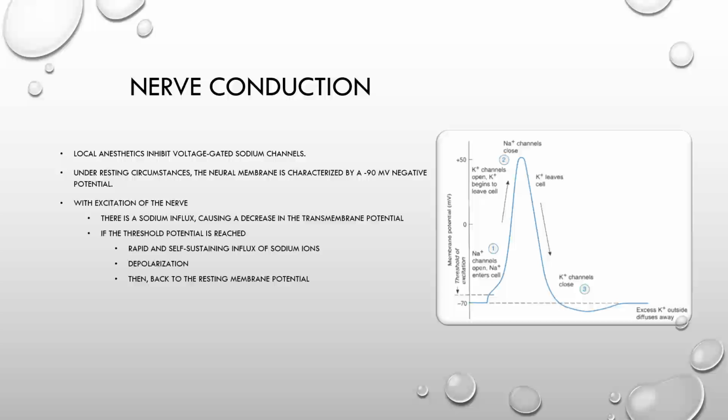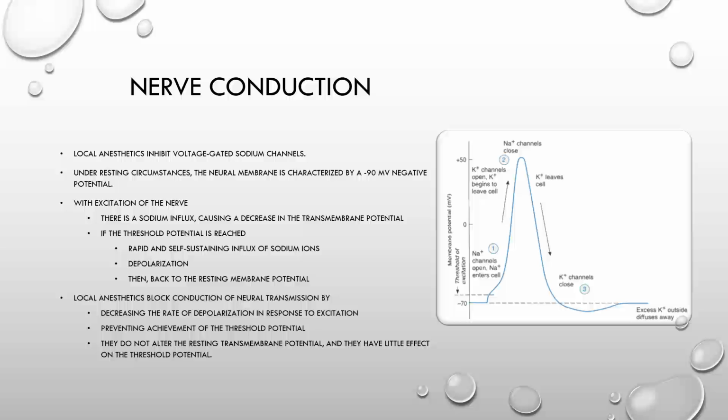With excitation of the nerve, there is an increase in the membrane permeability to sodium ion, causing a decrease in transmembrane potential. If a critical potential is reached, like the threshold potential, there is a rapid and self-sustaining influx of sodium ions resulting in depolarization, and once that's done, the resting membrane potential is reestablished.